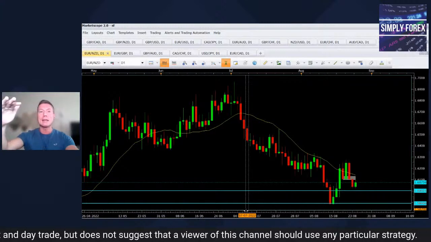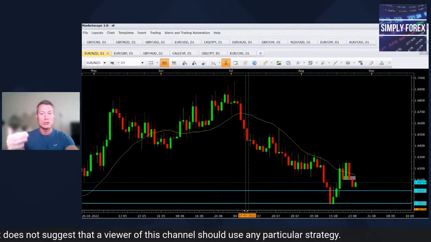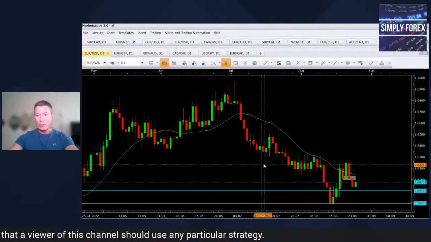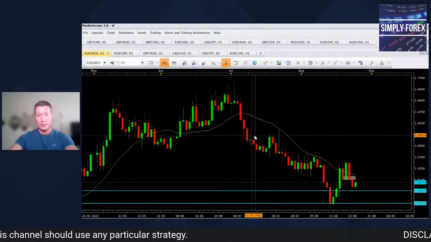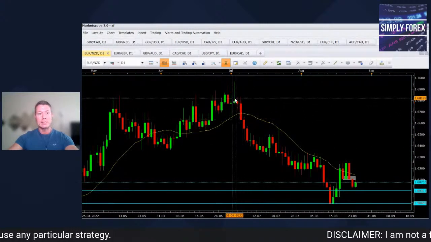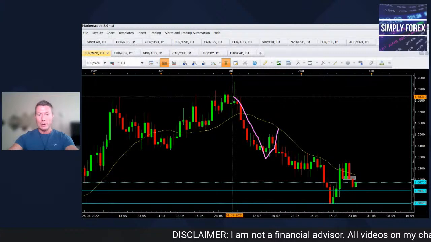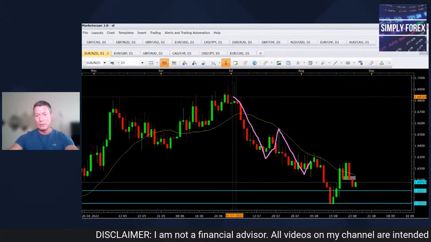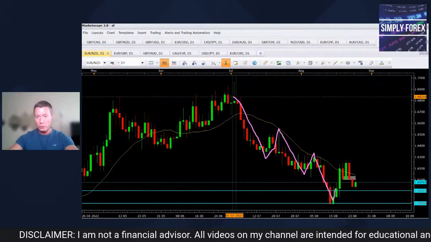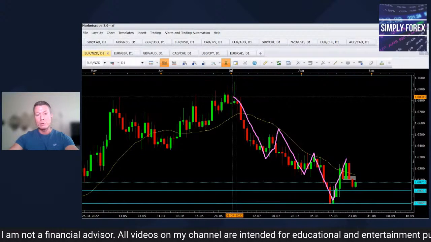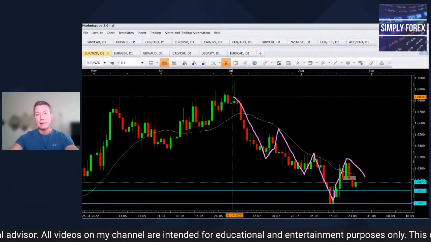Why am I longing? Why am I shorting? This is your day chart, and we were looking to short this pair. As you can see, price is clearly in a downtrend. We had lower lows, lower highs, lower lows, lower highs, lower lows. And in this area here was a potential lower high to come down.